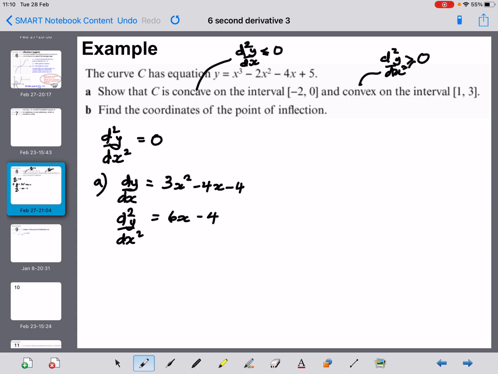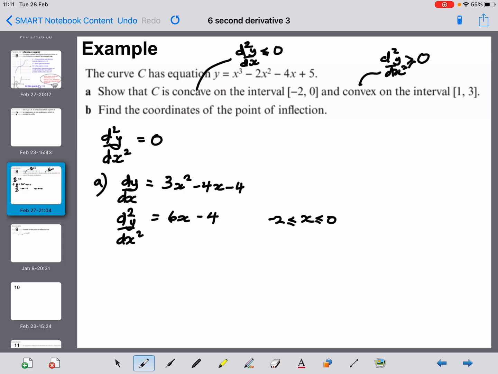Okay, in the interval minus 2 to 0, so that's where x is greater than or equal to minus 2, but less than or equal to 0. Well, when x equals minus 2, that'll give me minus 12 minus 4, which is minus 16. And when x is 0, that will give me minus 4.